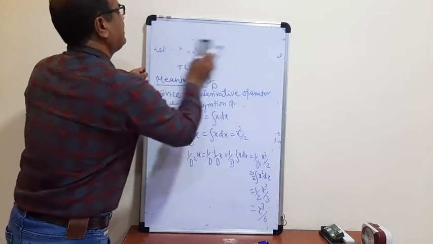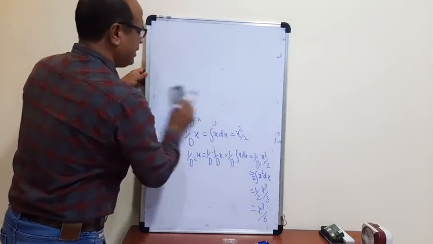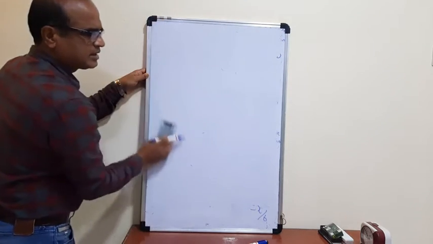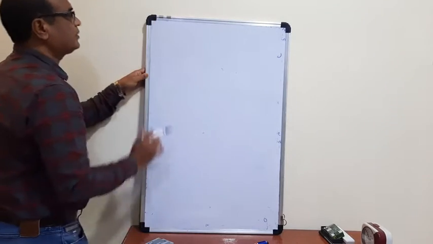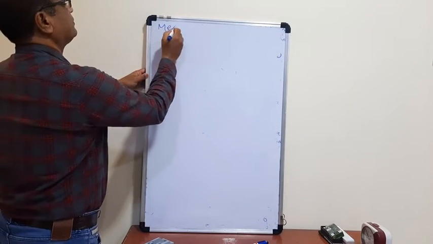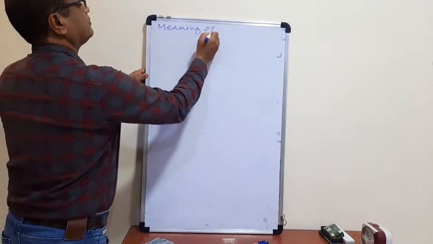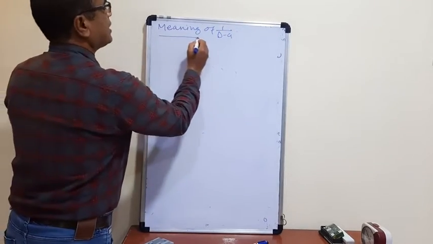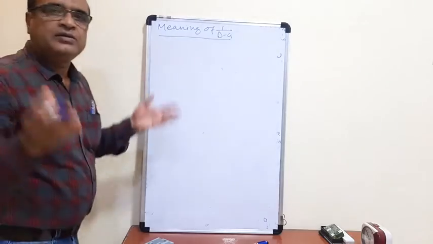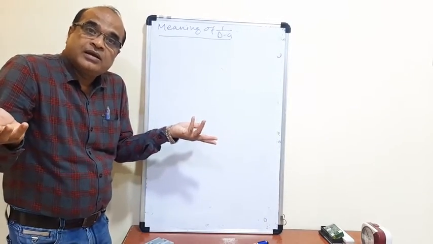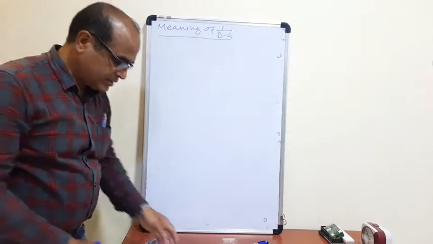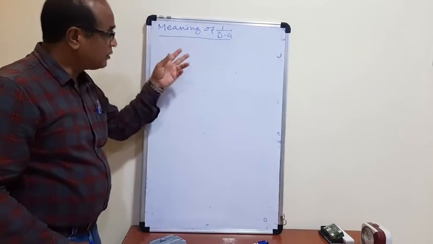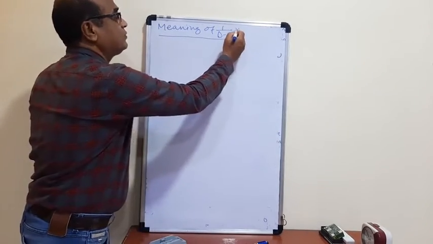So we study a very important formula. What is the meaning of 1 upon D minus a? You learned what is 1 upon D, but what is 1 upon D minus a? So there is some meaning there. Before that, we have to find the value of 1 upon D minus a into X.